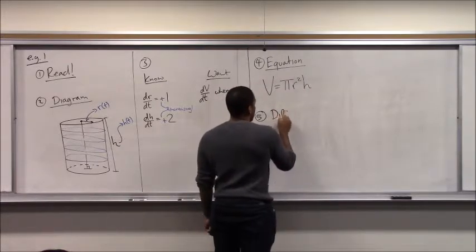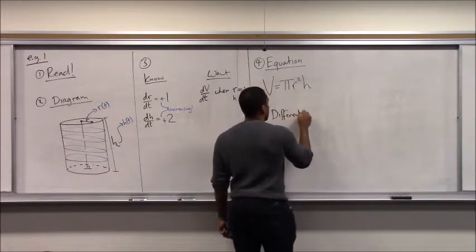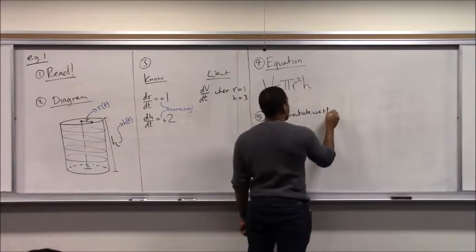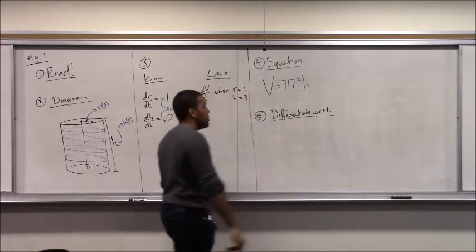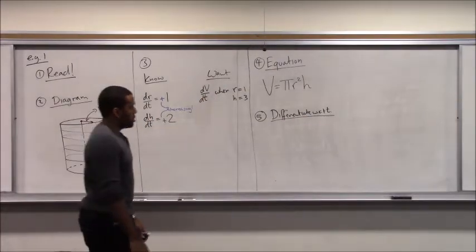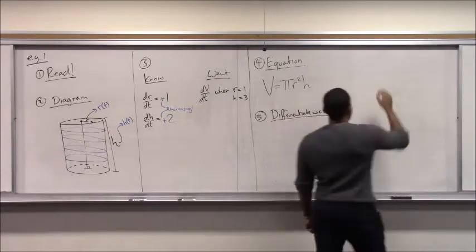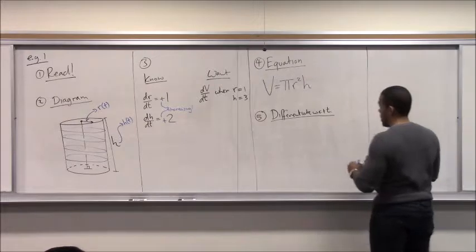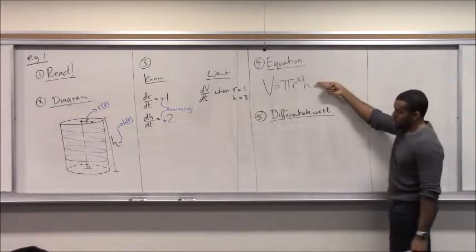Next, we're going to differentiate. We're going to do it implicitly with respect to t. Remember, time is always our independent variable here. Our derivatives are in terms of t. So here the calculus comes in. How would I differentiate this equation with respect to time?